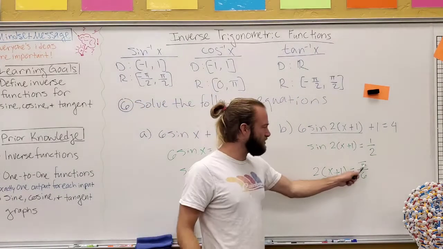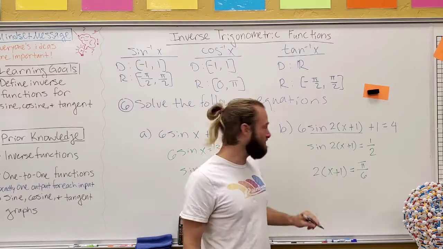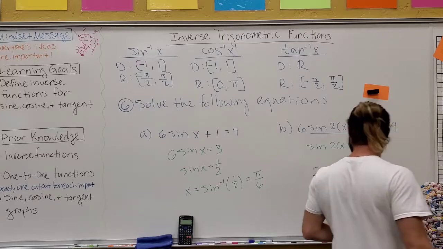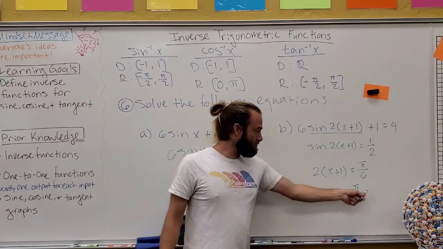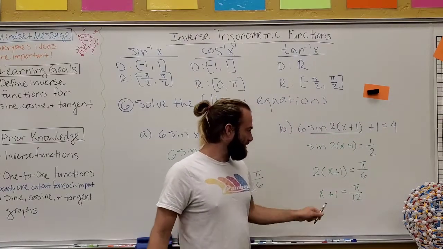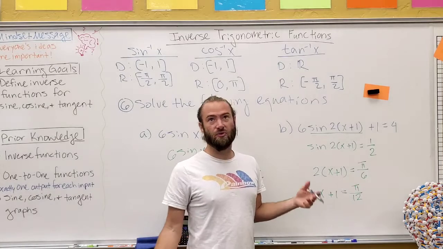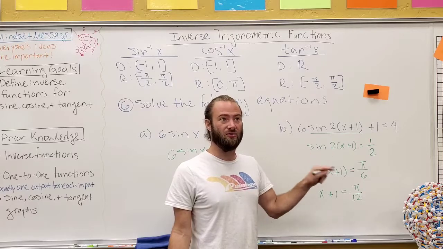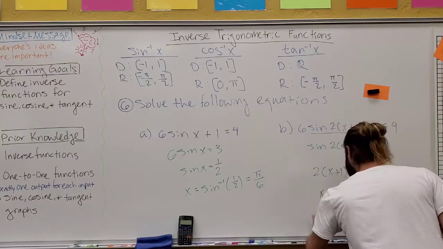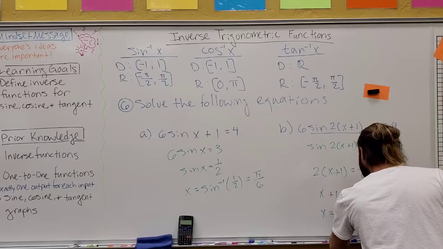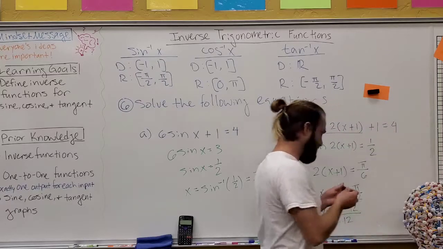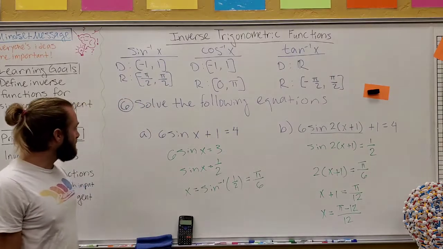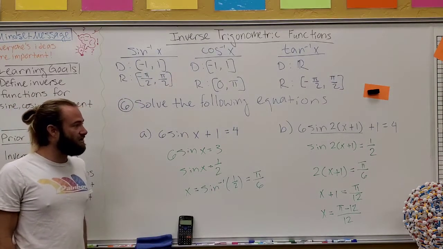So if we divide by 2, pi over 6 over 2 is pi over 12. So I end up with x plus 1 equals pi over 12. And then subtract that 1, and I get pi over 12 minus 1. Or if you want, you could make it a common denominator, so it'd be pi minus 12 all over 12. So this becomes x equals (pi minus 12) over 12. And that would be it. So there's a little bit extra to add on there to think about.